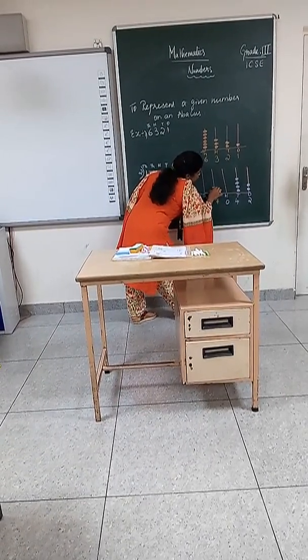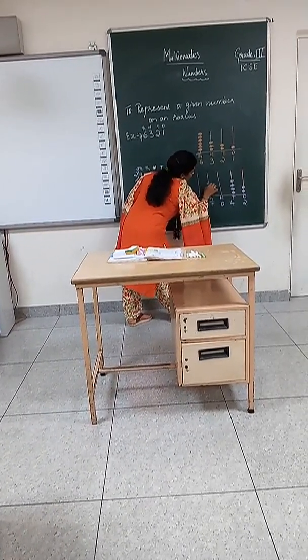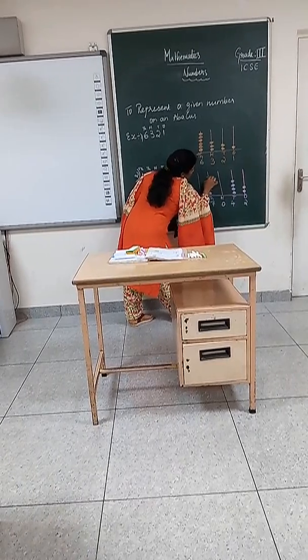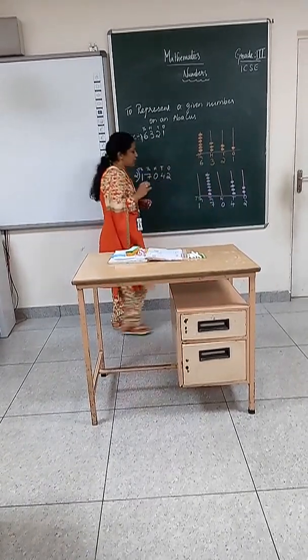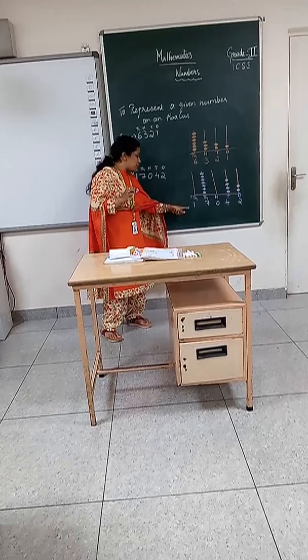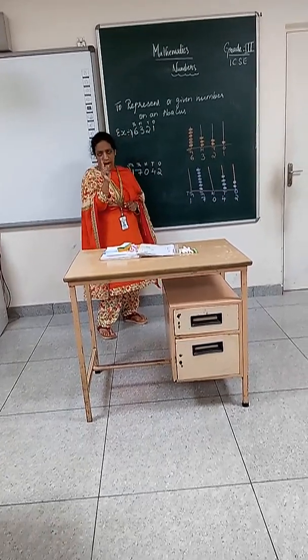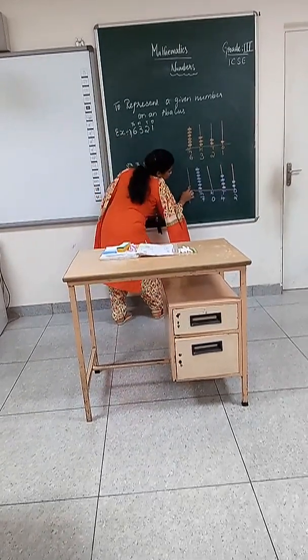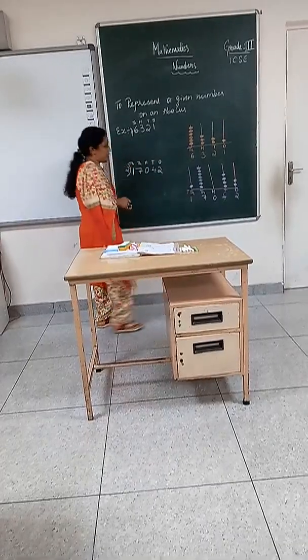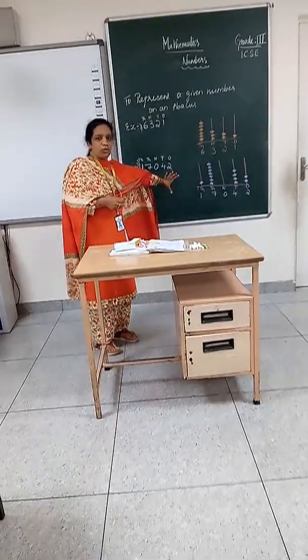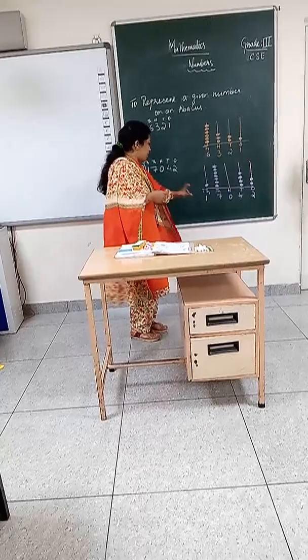1, 2, 3, 4, 5, 6 and 7. So now in 10,000s place I have a digit 1. So therefore you are going to draw only 1 bead. So children, our abacus is ready now. So how are we going to read this number now?